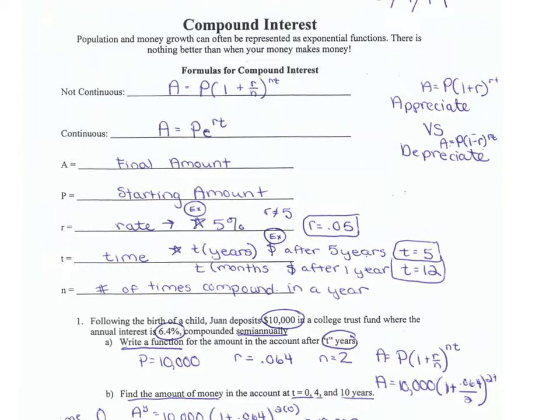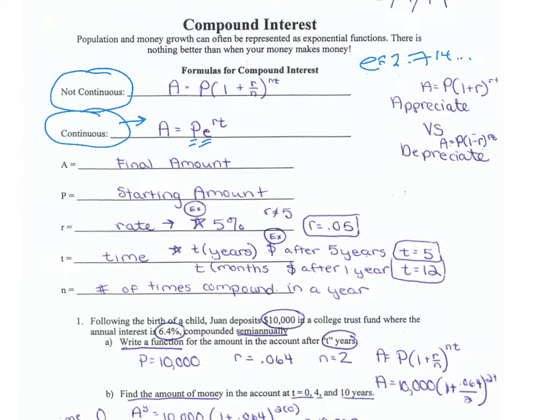Now, population and money growth can be represented as exponential functions. There's nothing better than when your money makes money. So there's two formulas we're going to look at: not continuous versus continuous. The formula for something that's continuous is the amount of money you have. The P, principal, is the starting amount, times e. e is, again, that number. Remember, use that button on your calculator. It's that number we talked about a while ago. That represents about 2.718. Raised to the r times t.